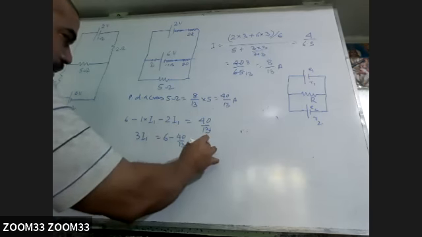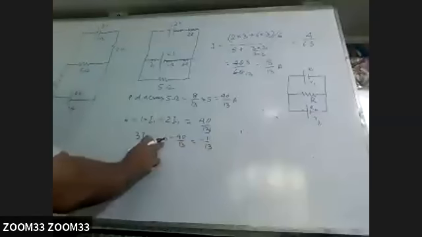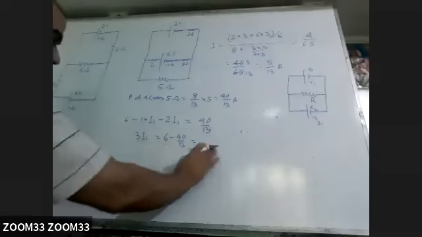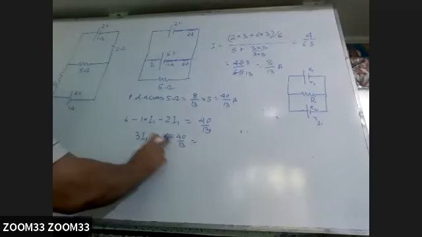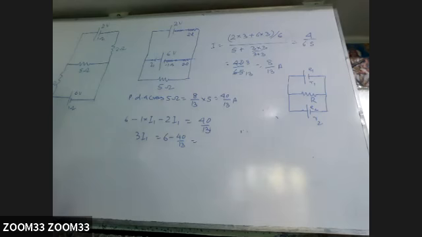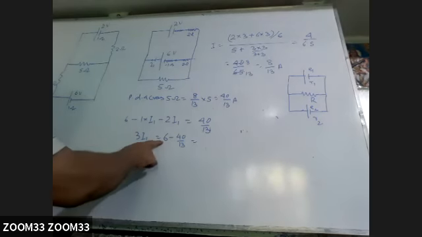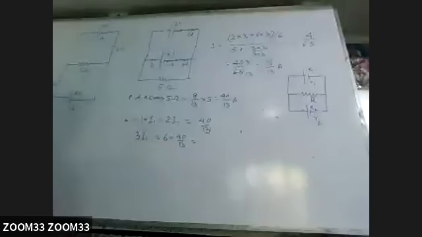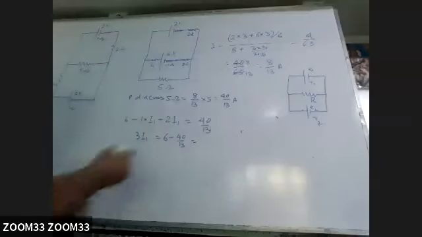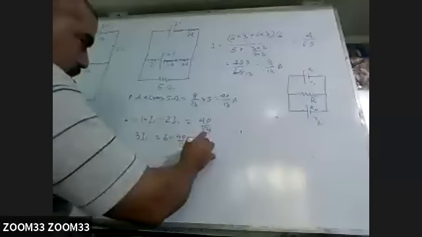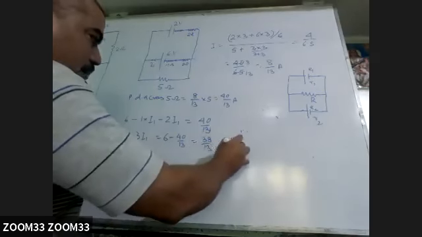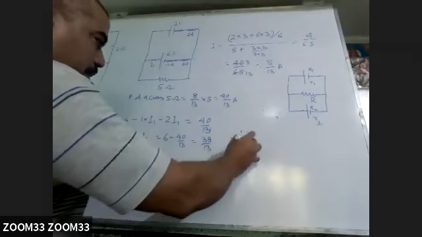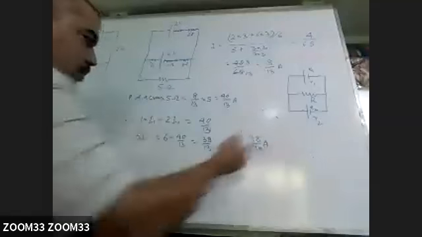Minus 1 by 13. No, wrong. How much do we get? 13 into 6, 78 minus 40, 38 by 13. So I1 will be 38 over 39 ampere, which we got previously also.